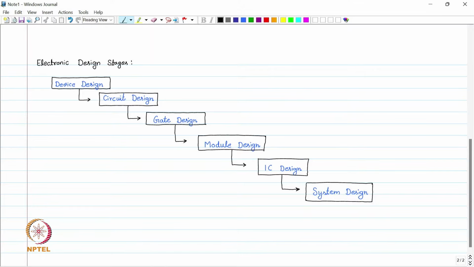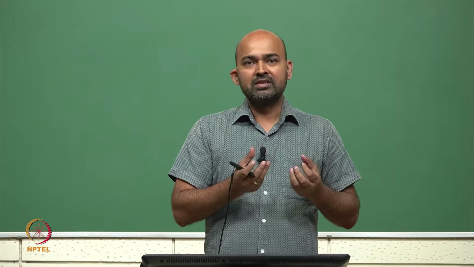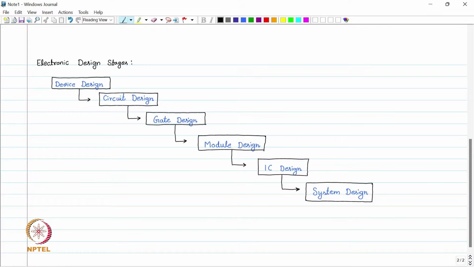We start from the very basic, which is the device design stage, where we take the silicon and we make a device which is called a MOSFET or a BJT. This is the device design stage, which is done at the very first. From these devices, we develop some circuits, for example, inverter, AND gate, NOR gate, NAND gates, and different types of amplifiers. That is the circuit design stage, which uses the devices developed by the first step.